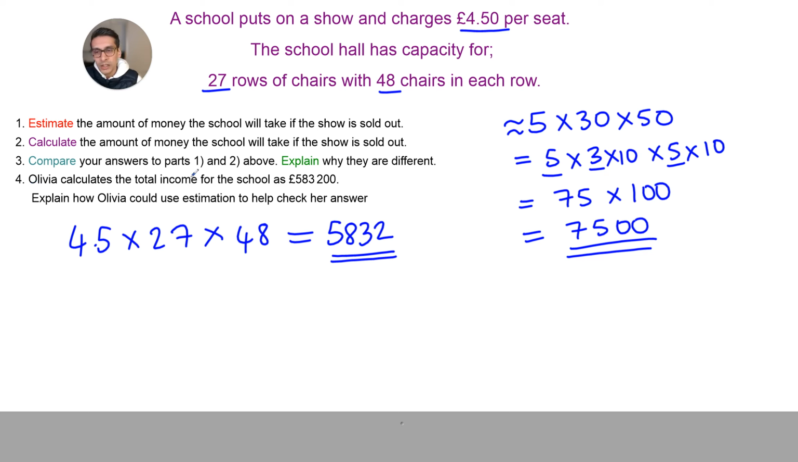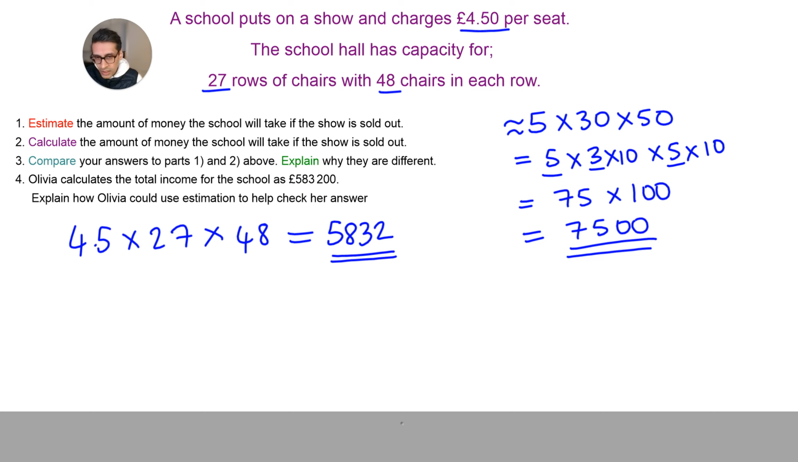Olivia calculates the total income for the school as £583,200. Explain how Olivia could use estimation to check her answer. So our estimate was actually not exactly that close to 5,800, but it gives us an idea that it's going to be around, it's going to be less than 10,000. And that's just a sensible way for us to check, well, actually, this very quick calculation allowed us to know that this is roughly the ballpark figure that we're expecting to get. So that would have helped us see that error.